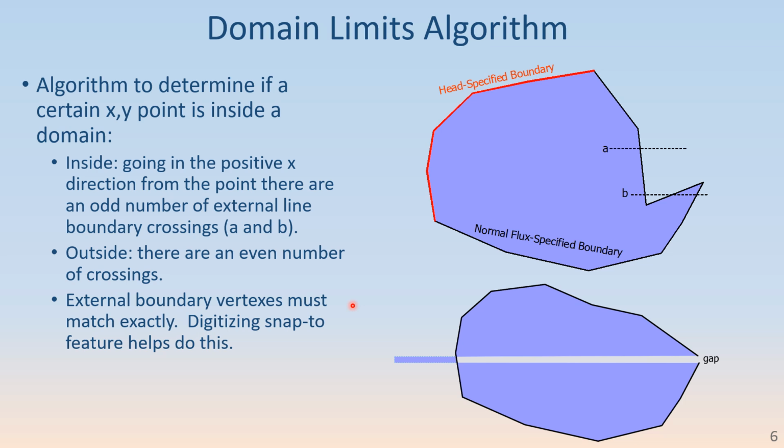So luckily, Anaqsim has a snap to feature in its digitizing so that you can snap to existing element coordinates when you're doing a string of different external line boundaries to define a domain. This will lock them exactly at the right coordinates.